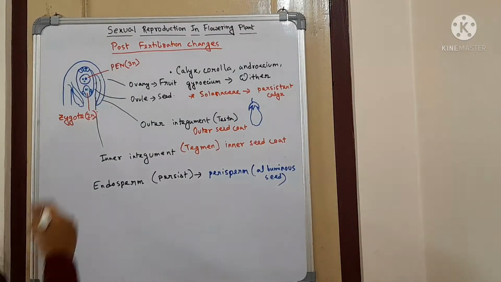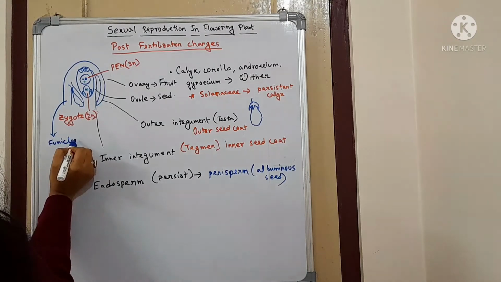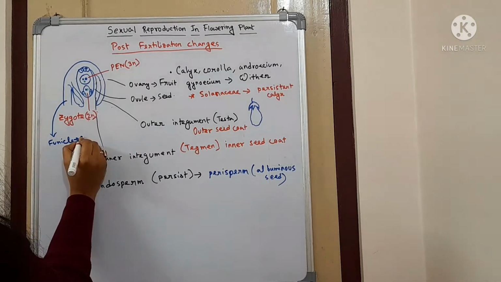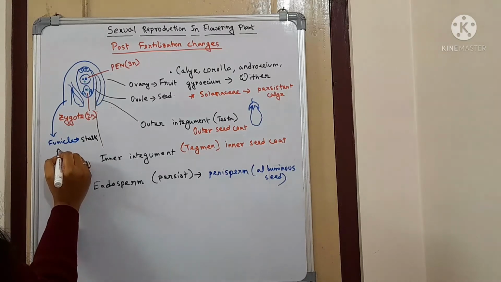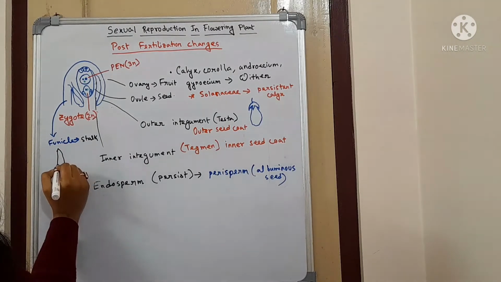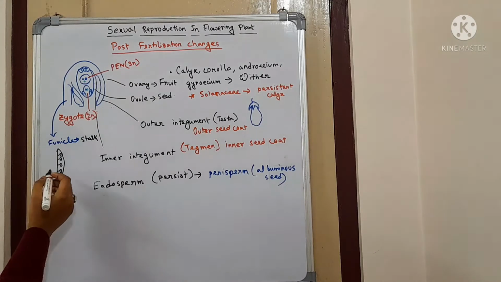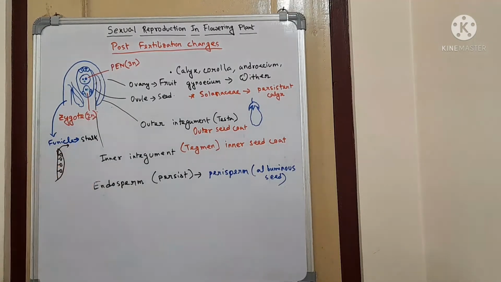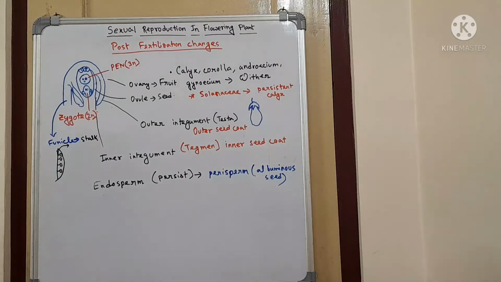What about the funicle? This is the funicle. The funicle will be converted into the stalk of the seeds. Let us take one example: in case of pea, we can find this type of structures inside the pea. These are the stalks. These are nothing but the funicles which have been converted into stalk.